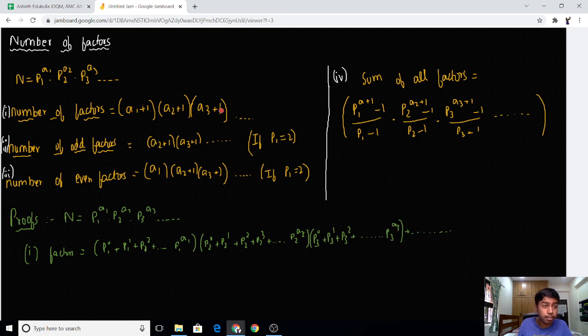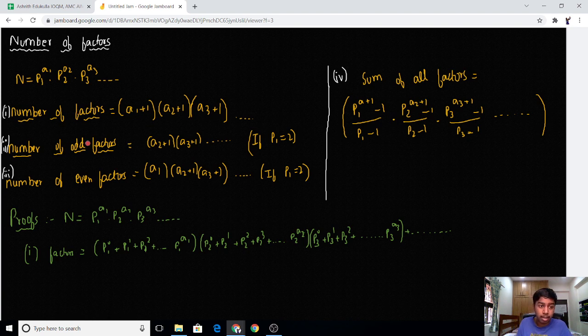If the first number is 2, if p1 equals 2, then you need to remove 2. So if there's no factor of 2 in a number n, then you don't need to remove 2, because you don't need to remove the first factor obviously. All the numbers are going to be odd because there's no 2. So if I'm considering a number with the first factor as 2, which is p1 in this case, I'm not including a1 plus 1.